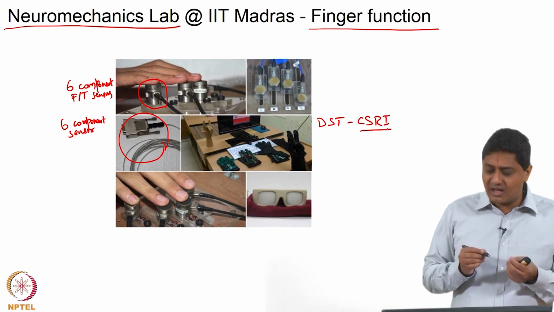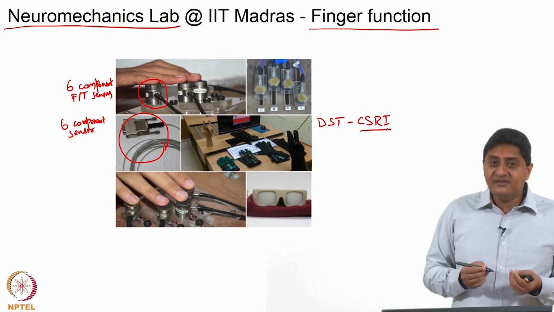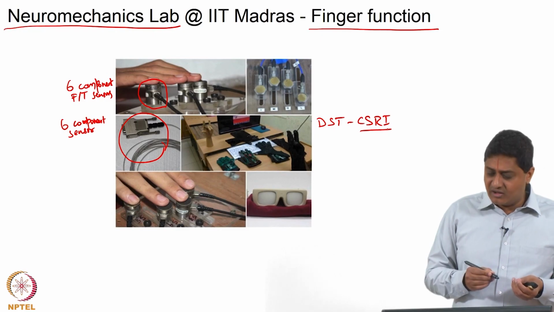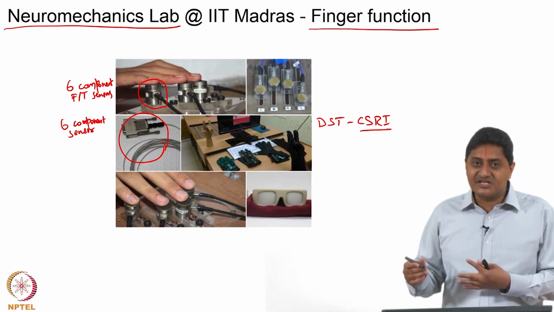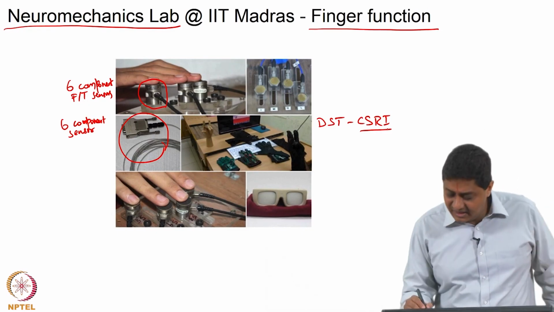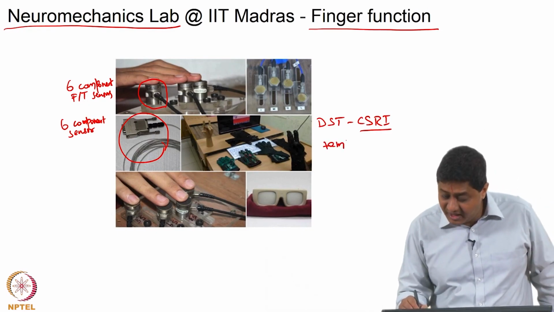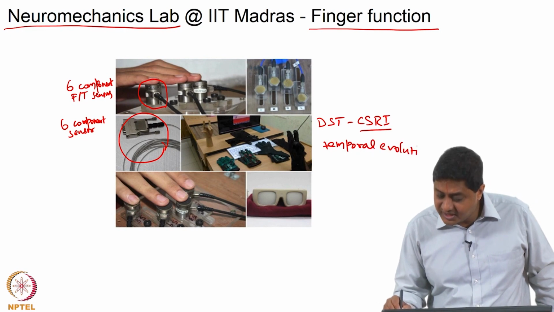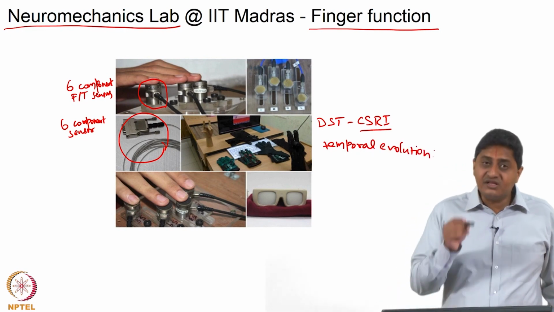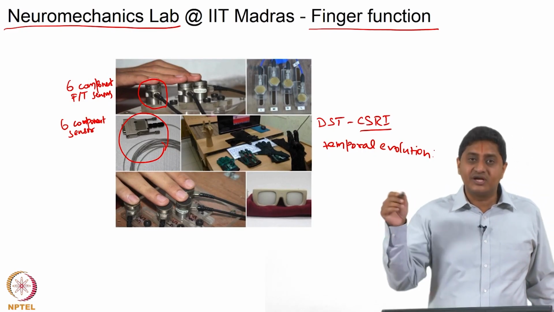In this project that is funded by DST's Cognitive Science Initiative, we ask the question, how is this motor skill acquired? What is the evolution of the expertise? A person becomes an expert, but we will study the temporal evolution of expertise. What are the various stages that you cross when you become an expert?